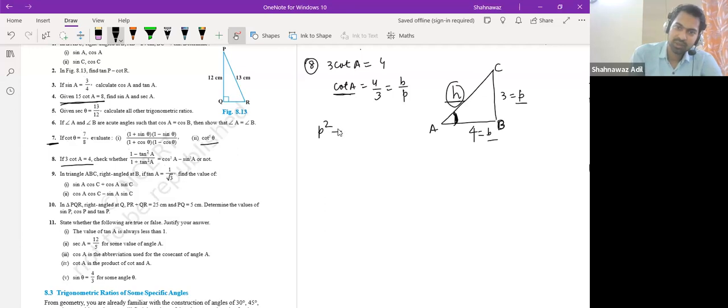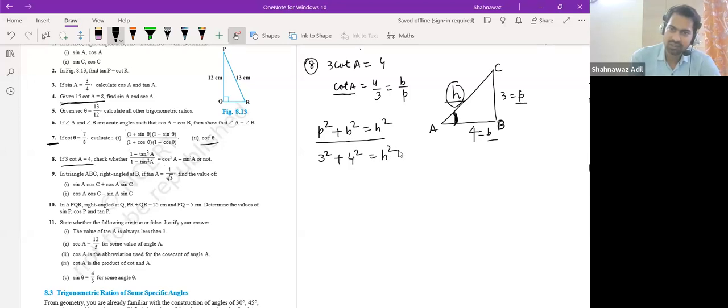So perpendicular square plus base square is hypotenuse square. This is the Pythagoras theorem, right? Yes, Hashim, not base square plus base square, but yes. We know this much. This is 3 square and this is 4 square, right? So then we can calculate h. This is 9 plus 16, so 25 is h square. So h is 5, right?